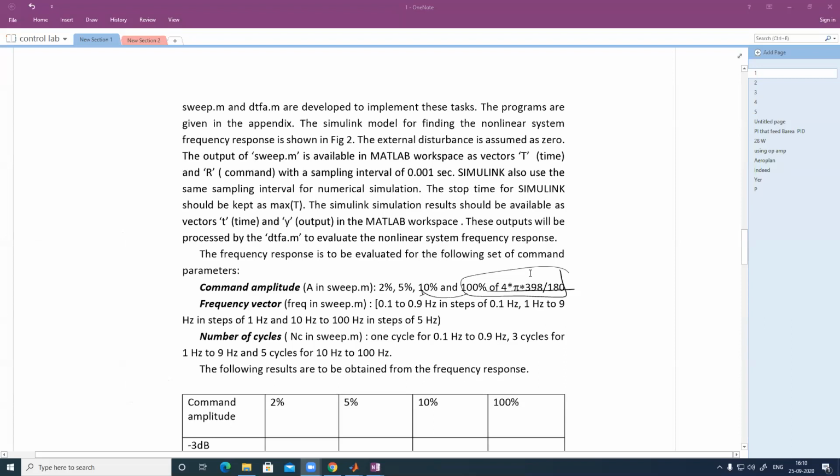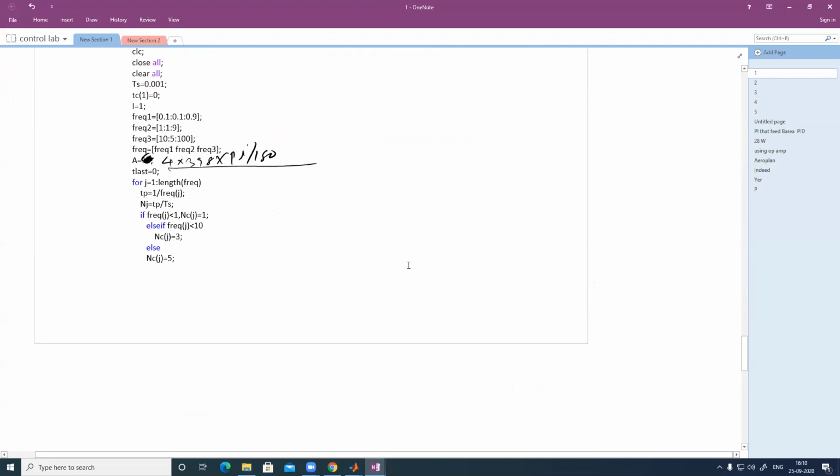This is 100% command. 4 into 398 into pi by 180. 10% of that, 5% of that, 2% of that. What is written here is 10. That is wrong only. You have to choose 100% as this one.